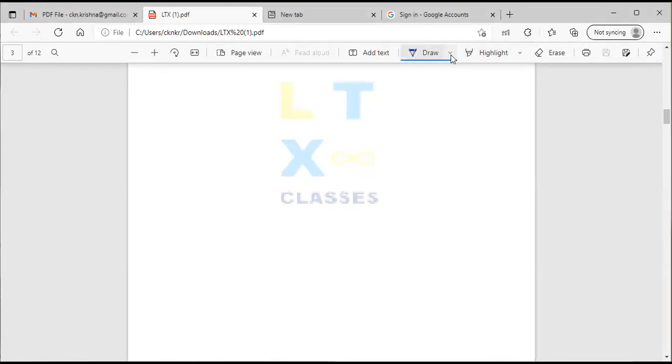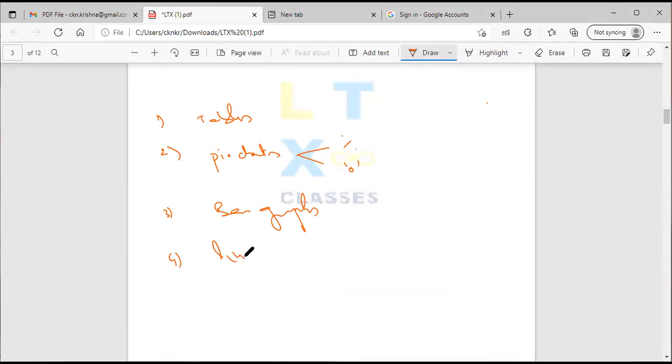Now, the kinds of questions we get in CAT DI: number one, problems on tables, wherein you will get a specific table and need to solve the problems on it. You will have problems on pie charts. In pie charts, there is a percentage pie chart and a degrees pie chart. You will have problems on bar graphs. You will have problems on linear graphs.